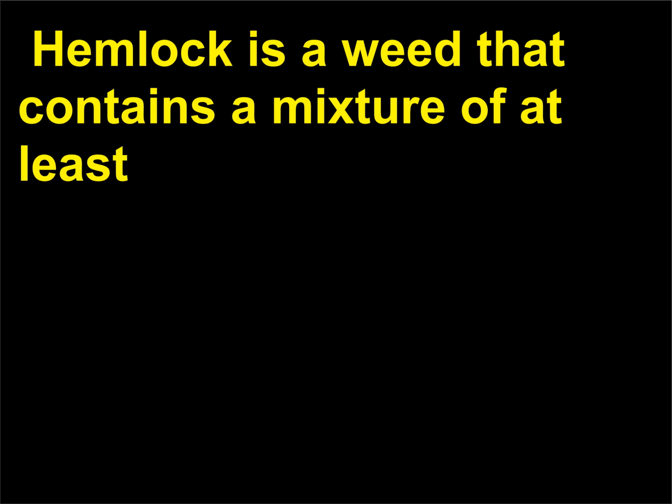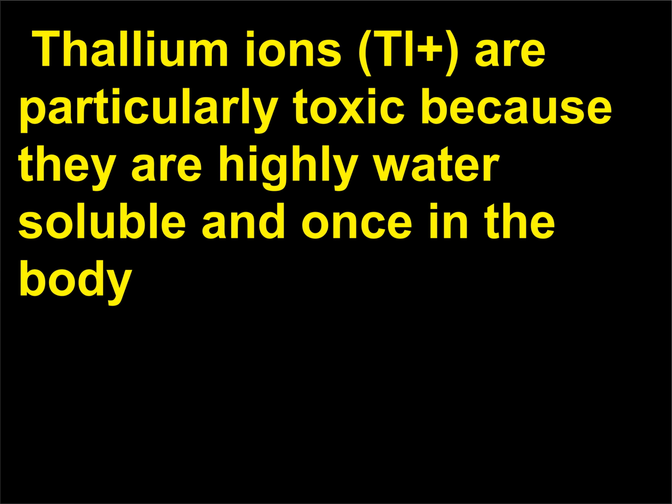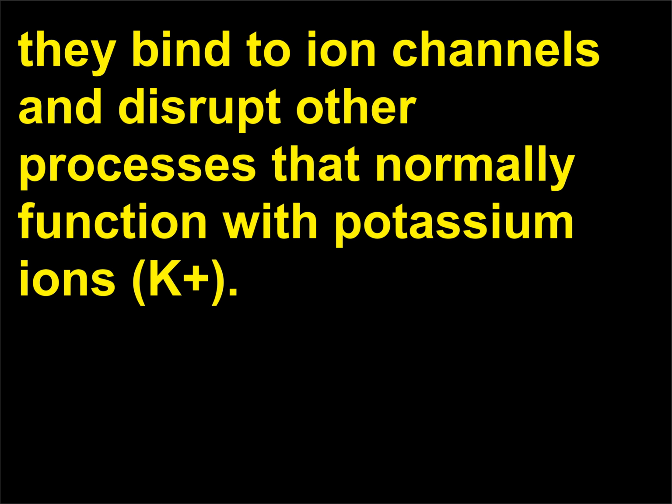Hemlock is a weed that contains a mixture of at least 8 rather toxic molecules that target the nervous system. Thallium ions, Tl+, are particularly toxic because they are highly water-soluble and once in the body, they bind to ion channels and disrupt other processes that normally function with potassium ions, K+.